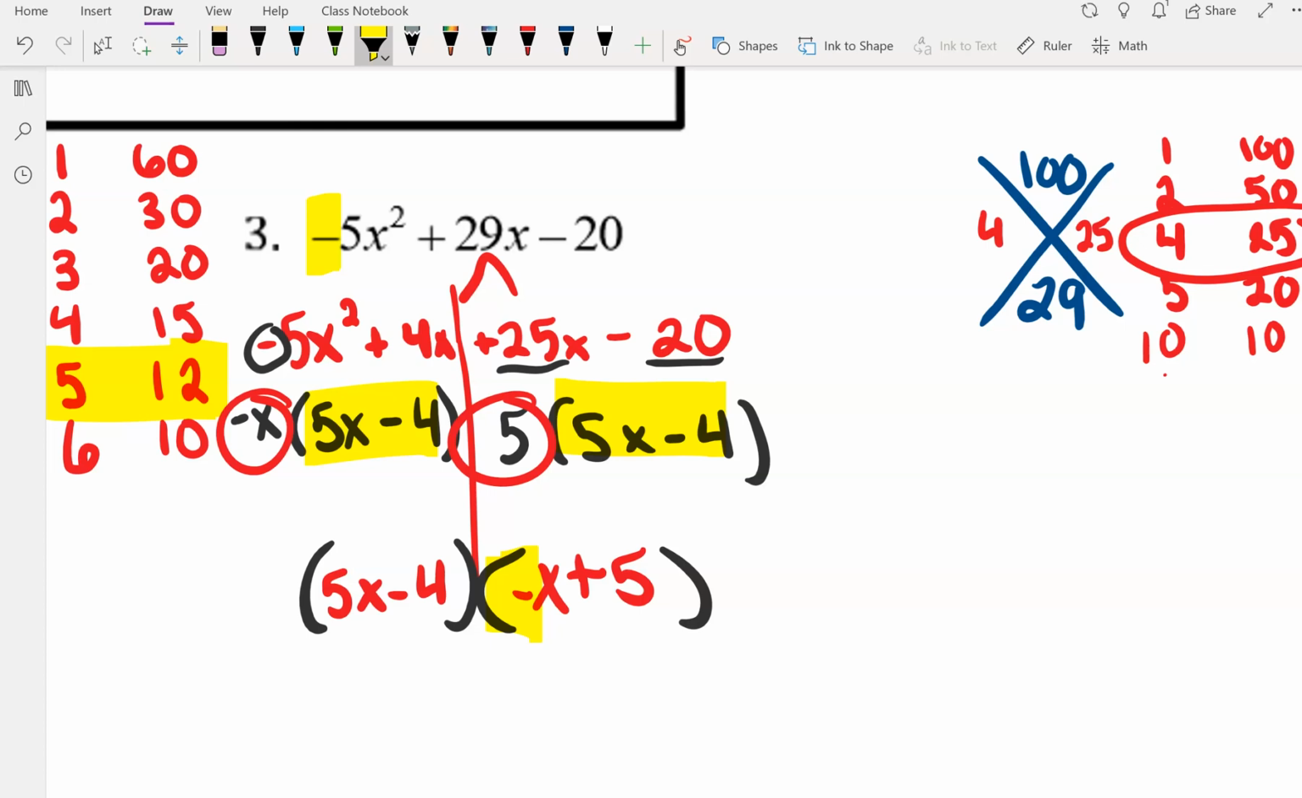So I'm going to factor this negative out. Negative, this will be x minus 5. Everything becomes opposite when you divide it by negative 1. And then this just stays the same, 5x plus 4.